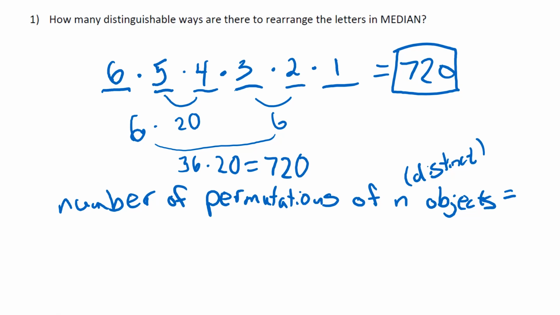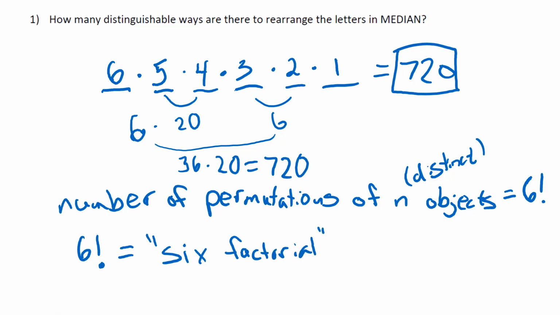This is a factorial. So this is 6 factorial. We do an exclamation point. So 6 with an exclamation. This is verbalized as 6 factorial. And this is just 6 times 5 times 4 times 3 times 2 times 1. And in this case, that's 720. All right, let's go to the next one.